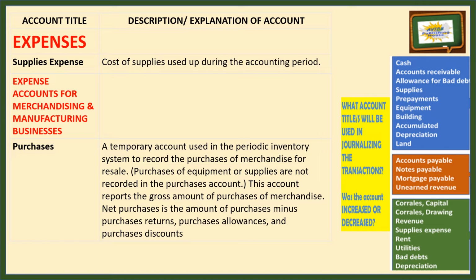materials in manufacturing concern. This account reports the gross amount of purchases of merchandise. Net purchases is the amount of purchases minus purchases returns, purchases allowances, and purchases discount. So purchase returns is the same as sales returns and allowances. It's just that the one recording this time is not the seller but the buyer.